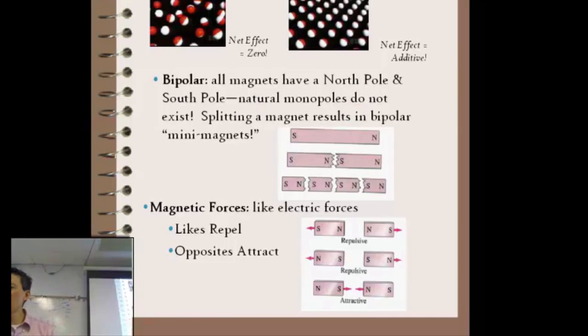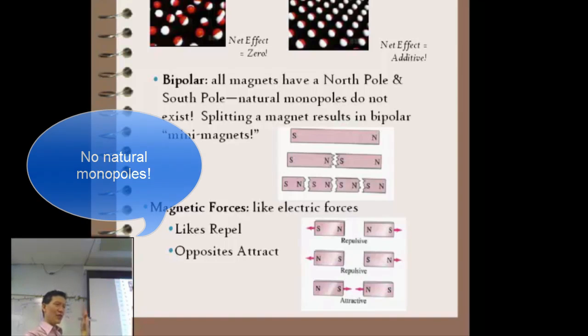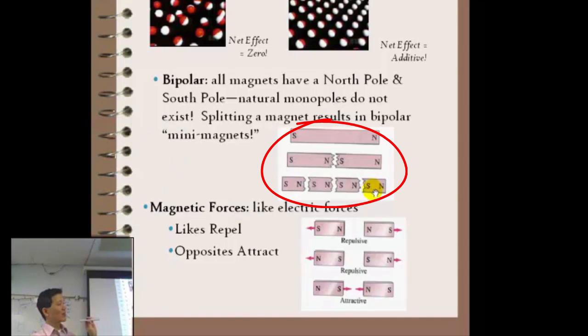What does that mean? As far as we know, you cannot have a magnetic monopole. If you take a bar magnet and chop it in half, you don't just have a north pole and a south pole. You get two baby bar magnets. If you chop those in half again, you get four baby bar magnets, etc.